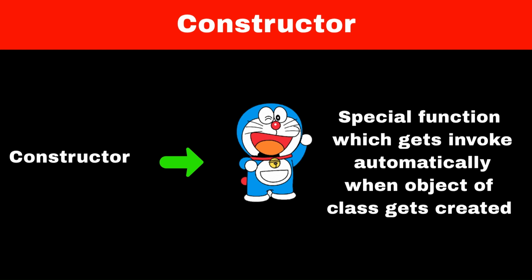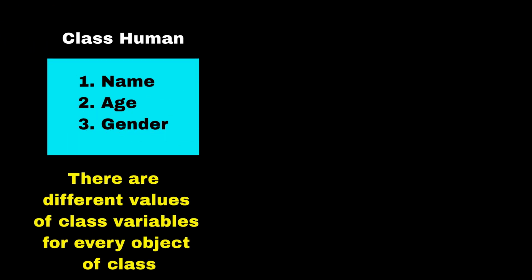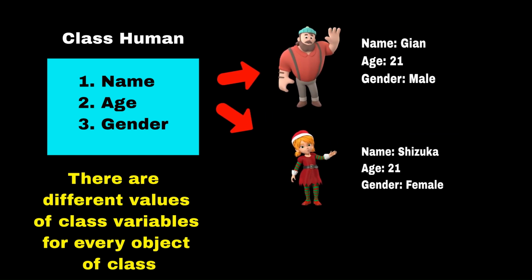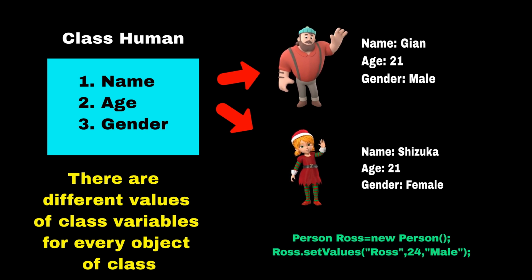In object-oriented programming, a class is just a structure. So when we create an object of a class, we have to assign values to the variables of a class. For example, if you are creating an object of a human class, then while creating the object, we have to assign values to the variables like name, age and gender. We can manually assign these values whenever an object is created, like we did in the last video using the setValues method, meaning we have to call the setValues method after the object is created.